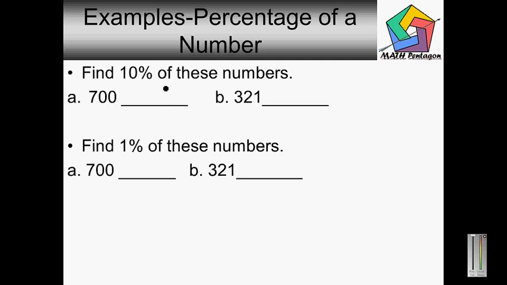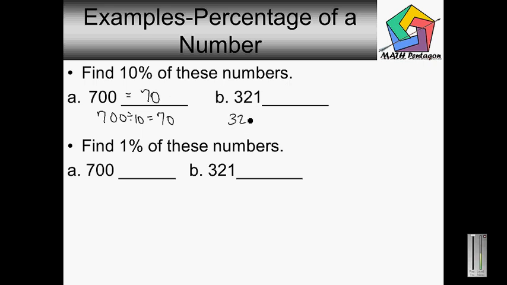Okay, let's do a few examples on percentage of a number, and we want to find 10% of these numbers. In order to find 10% of these numbers, we're going to have to divide by 10. So 700 divided by 10 is 70. So the answer to finding 10% of 700 is 70.